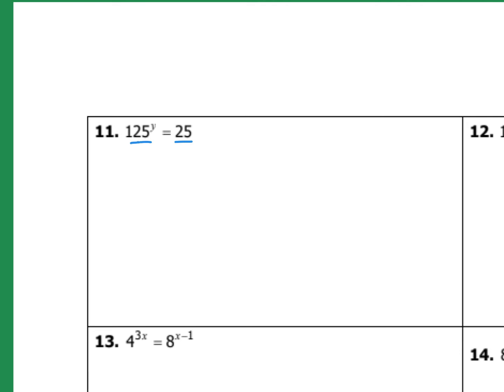So if I see 25, I should automatically think 5. So we'll try that. We'll start to write out the powers of 5. 5 to the first is 5, 5 squared is 25, and 5 to the third is 125. So we got them both, don't we? Okay, so how we would set this up is we're going to do the same thing, except we have to do it on both sides.